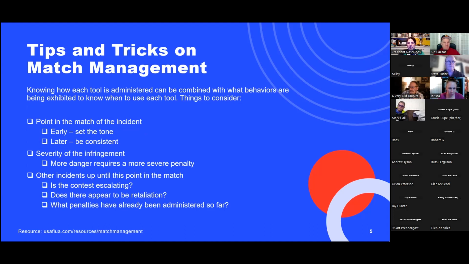So knowing how each tool is administered can be combined with where everything is at in the game, and knowing how and when to use each tool. So things that you want to consider. At what point in the match is the incident? Is it early? Is it later? If it's early, are you setting the tone? If it's later, are you consistent with how the match has been called?